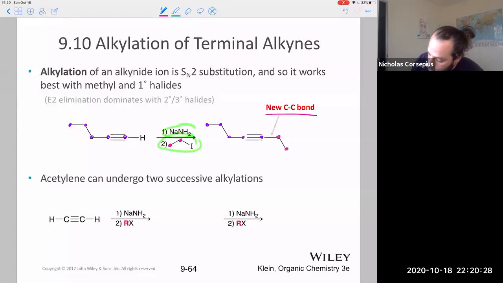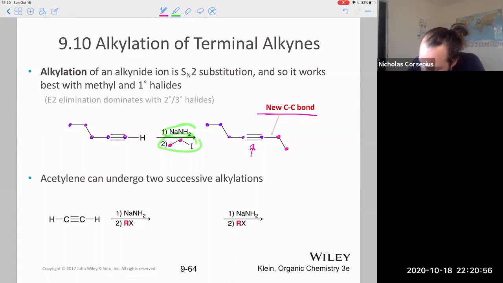So again, notice that this is our new carbon-carbon bond, and we actually haven't gotten rid of that alkyne functional group, right? It's still there. We went from being a terminal alkyne to an internal alkyne, but nonetheless, now we can go ahead and do hydrogenation reactions, or we could do hydration reactions and create a ketone, et cetera, right? So these are really powerful synthetic tools.